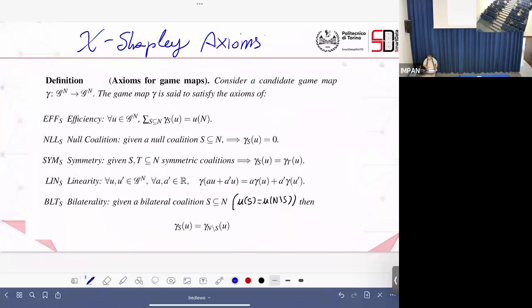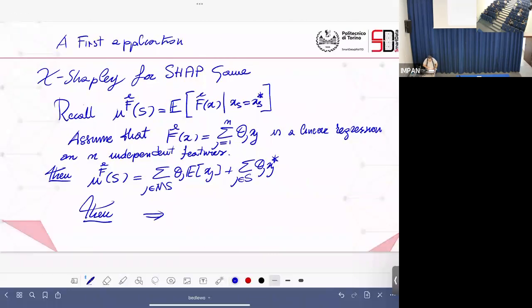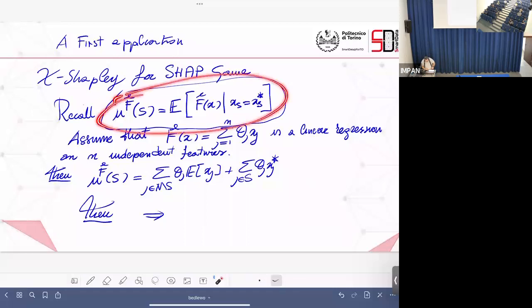Because the formula satisfies the axioms, but the fact that it's unique is more tricky. Anyway, here we have a little application to linear models. This is the Shapley that Sayang was asking about before, a way of associating the game to the prediction. If you have a very simple linear regression with independent features, start really with vanilla stuff just to understand what happened.